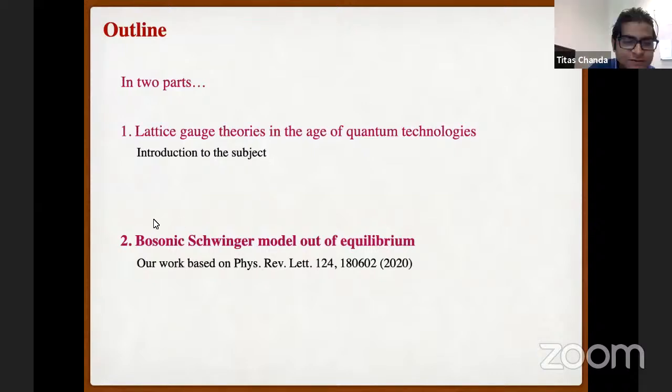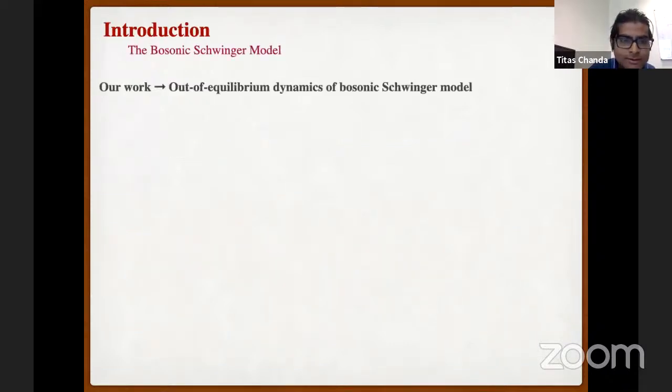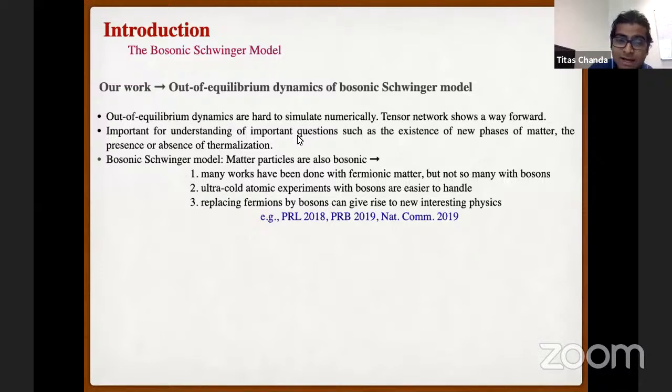Perfect. So let us move to our result on out of equilibrium dynamics of the Bosonic Schwinger model. Out of equilibrium dynamics are very hard to simulate numerically. They are impossible in quantum Monte Carlo calculations, at least for these gauge theories. However, the tensor network method shows us a way forward. And these out of equilibrium dynamics are very important because we want to answer questions such as the existence of new phases of matter, the presence or absence of thermalization, etc.